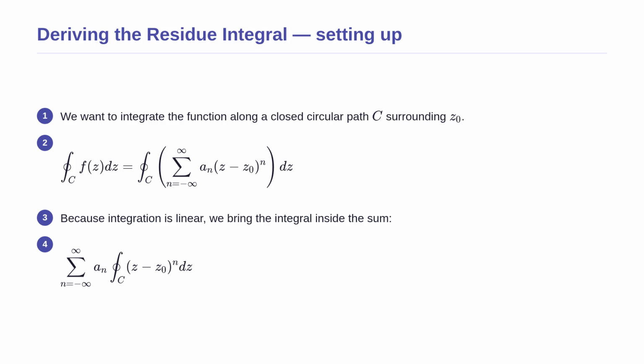Now that we have used this series approach, let us understand where the true power of the residue comes from by looking at its contour integral. We want to integrate our function along a closed circular path, C, that surrounds our singularity. To do this, we substitute the entire Laurent series into the integral. Because integration is a linear operation, we can bring the integral sign inside the infinite sum. This means we just need to integrate each individual term of the series one by one. This setup is the crucial first step in proving why the residue is so mathematically significant.